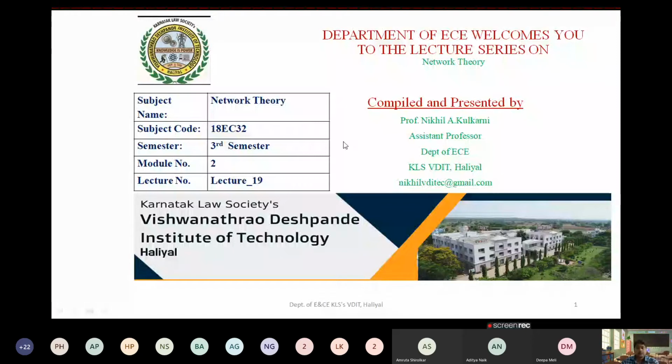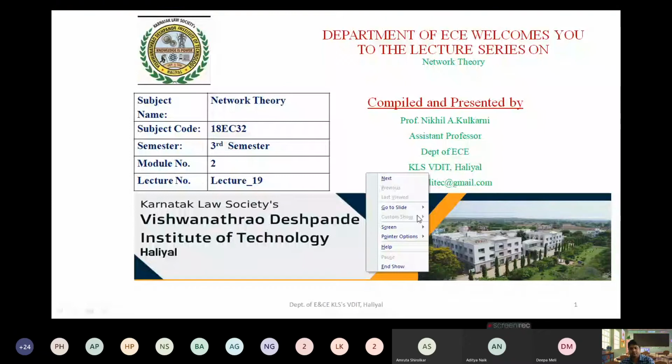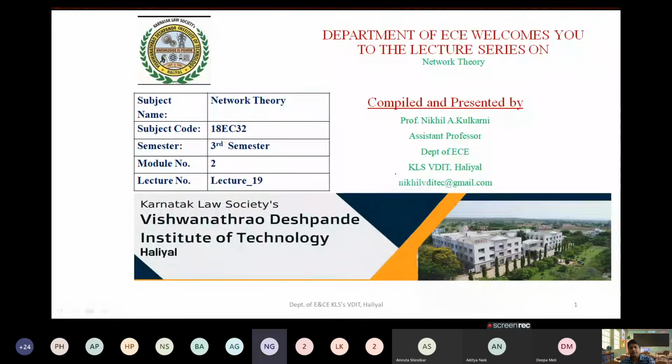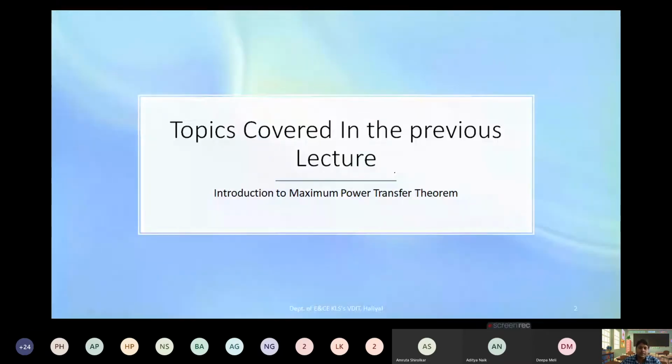So in the previous class, we discussed the maximum power transfer theorem, and we came across around 5 cases, right? And how we can use each case. So that we have discussed.